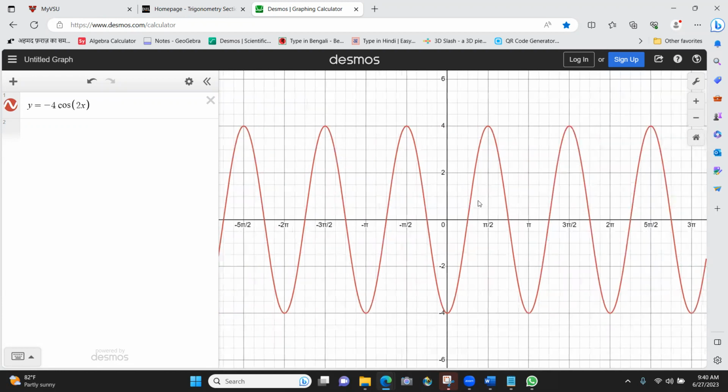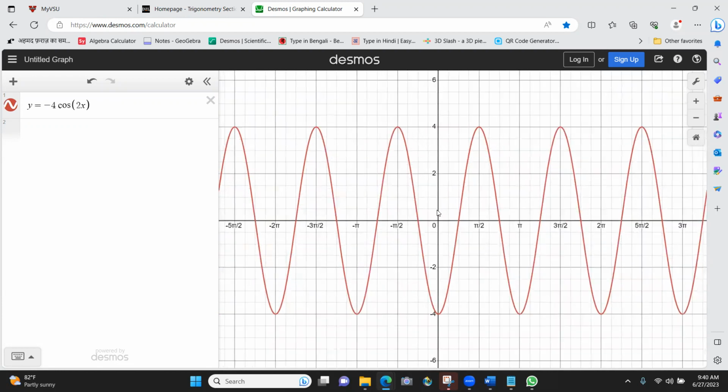That's the standard wave. Remember, guys, we said the amplitude is how high the peak point is from the neutral position or the x-axis. The answer is 4, and that's exactly what we got.